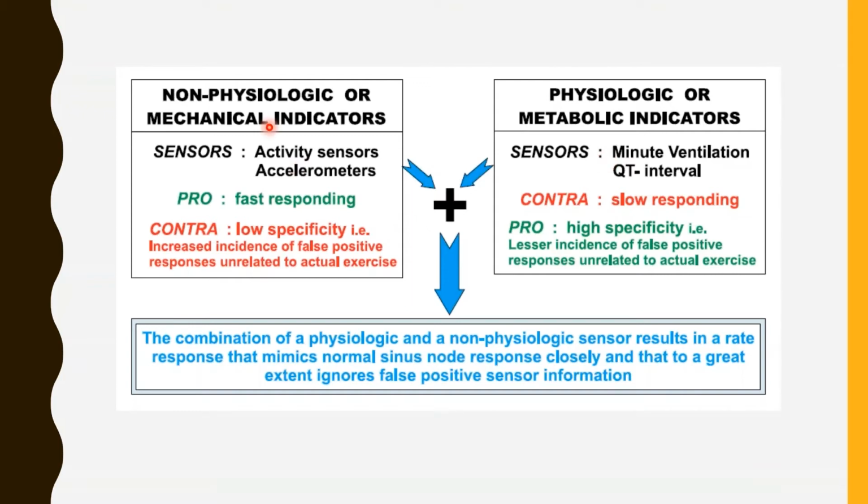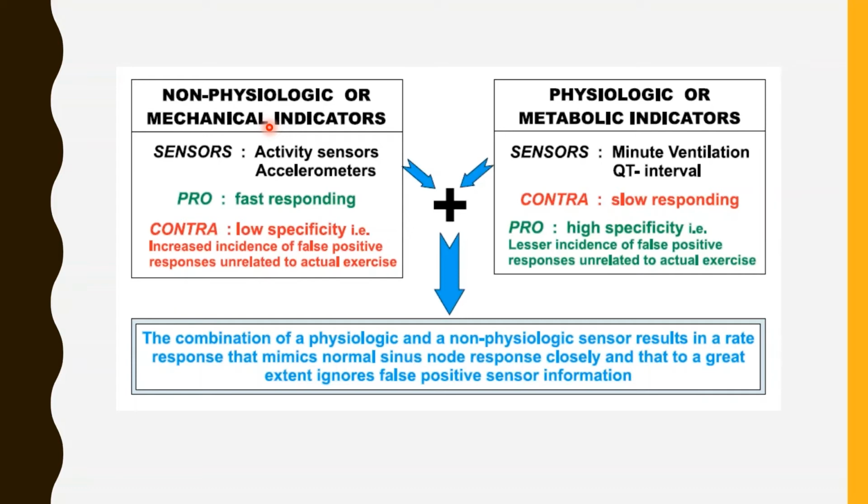Of course, if you look at mechanical indicators, for instance, accelerometers or activity sensors, it is very fast responding. The moment you shake the body or the moment you start moving around, the accelerometer within the pulse generator will be able to sense the patient is moving: I need to increase my pacing rate. It is fast, but unfortunately, it's very low in specificity. For instance, if patients are just on a vibratory massage chair, that will actually be sensed by the device. This patient is running, but in actual fact, the patient is not running. So it gives you false positive incidences.